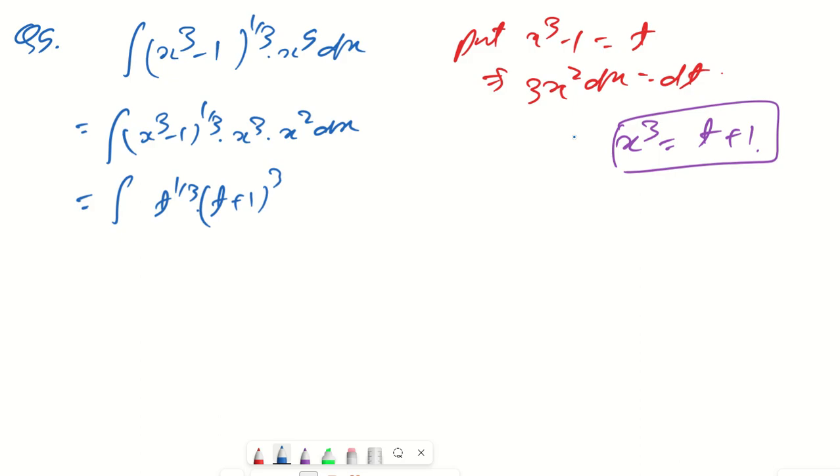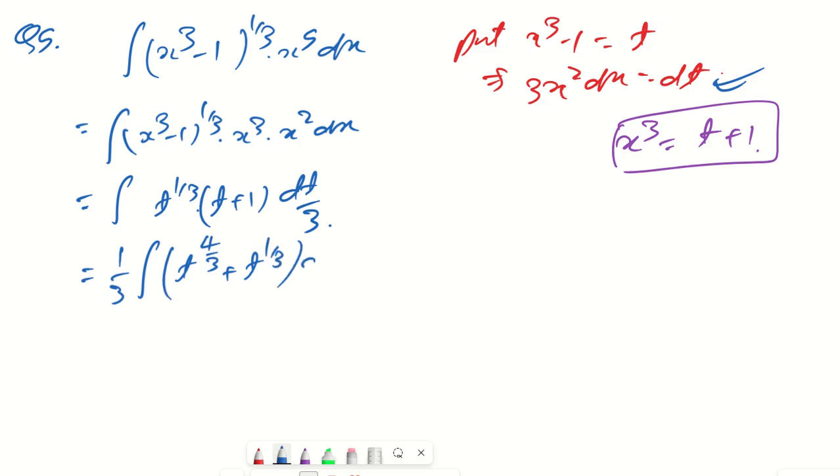Okay, so in that case we can replace everything. We are going to get x cube minus 1, that is t to the power 1 by 3 into x cube, that is t plus 1. Sorry, what we are going to get: x cube minus 1 is t, so x cube will be t plus 1, into x square dx, which is dt by 3. Okay, so now it is very easy to get 1 by 3 integral of t to the power 1 by 3 into t plus 1, so that is going to be t to the power 4 by 3 plus t to the power 1 by 3. I have just multiplied the terms so that we can get separated terms.